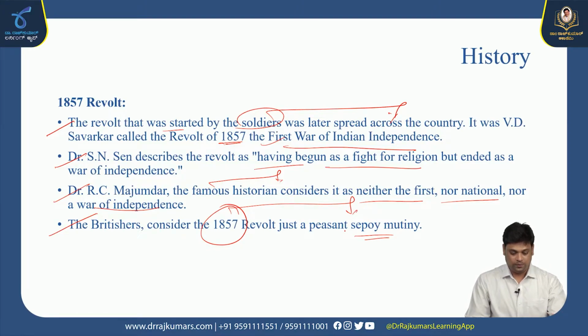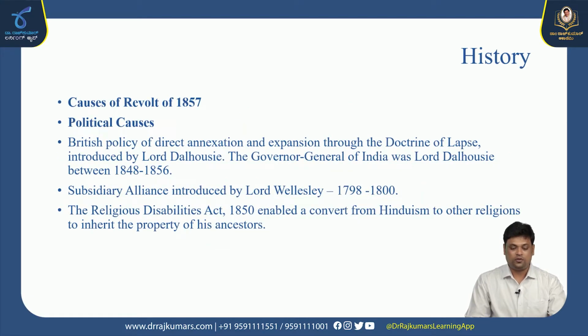Then the major thing that we need to know is the causes. What are the causes of the revolt of 1857? In that, the first is the political cause. The British East India Company focused only on the policy of annexation; they wanted to extend their territory for the purpose of administration. So annexation and expansion through the doctrine of lapse, which was introduced by Lord Dalhousie.